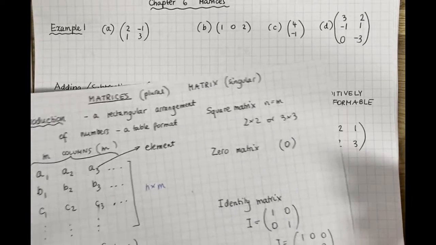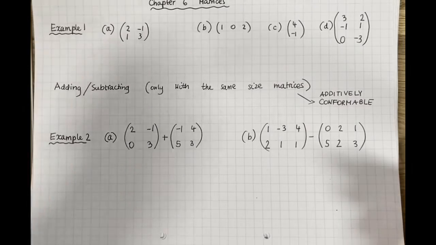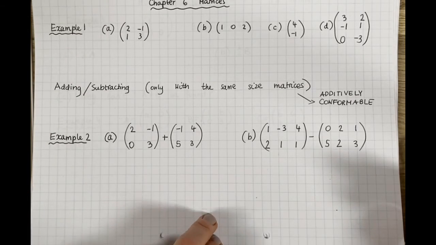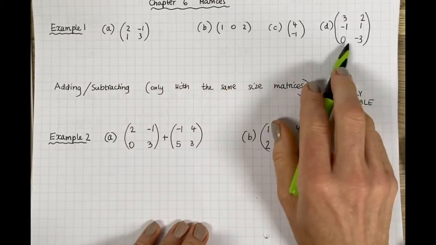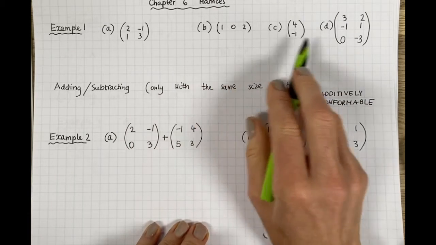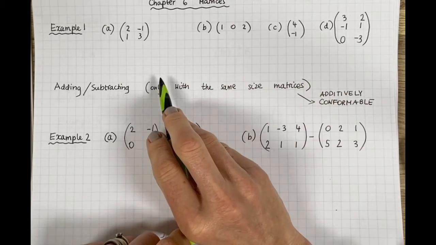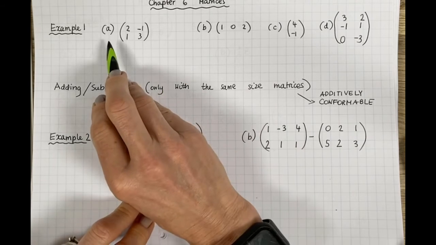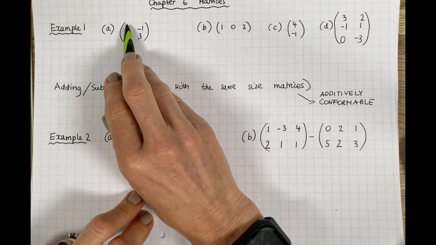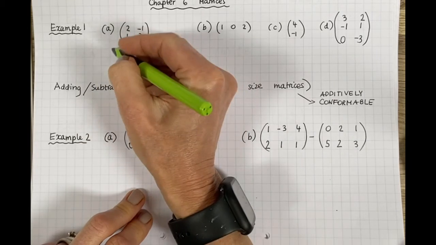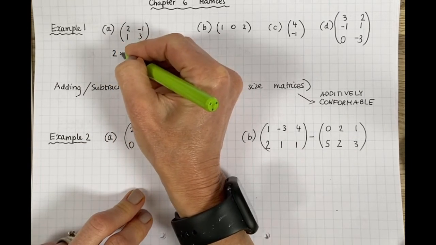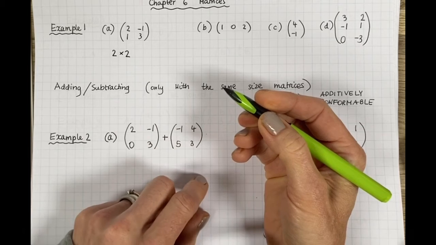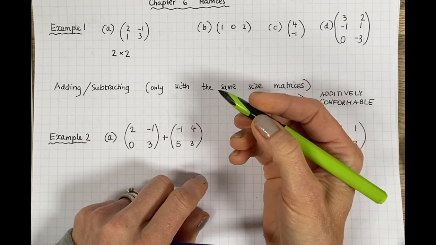So let's see whether we can do example 1. The example really starts easily. Looking at these 4 examples, can we identify the size of each of those matrices? This one here, you've got 2 rows, 2 columns, so the size is 2 by 2. I suppose if you wrote by 2, that would be okay as well.